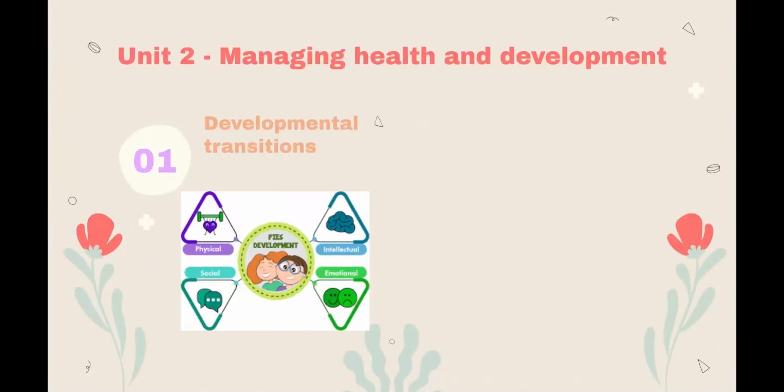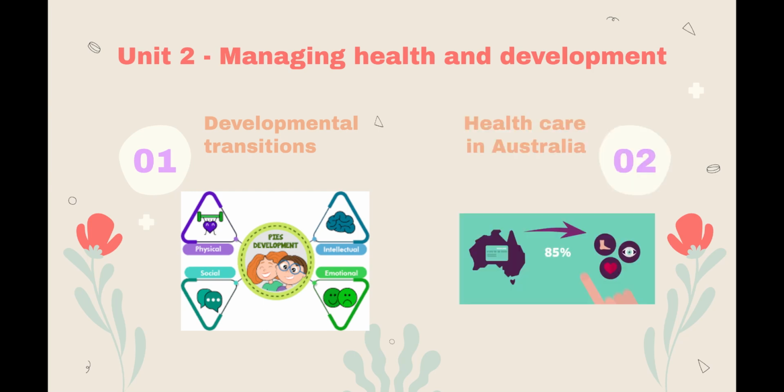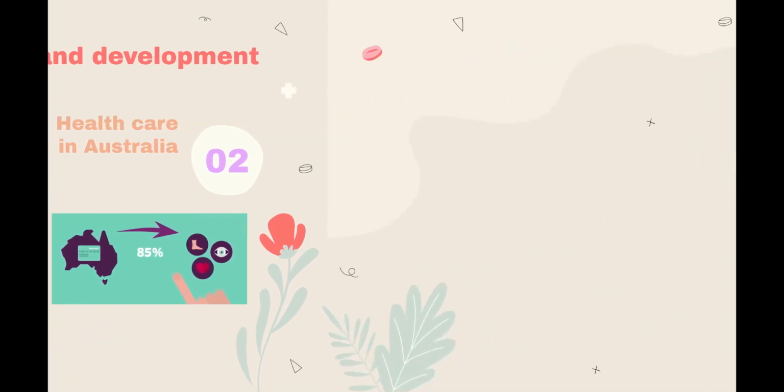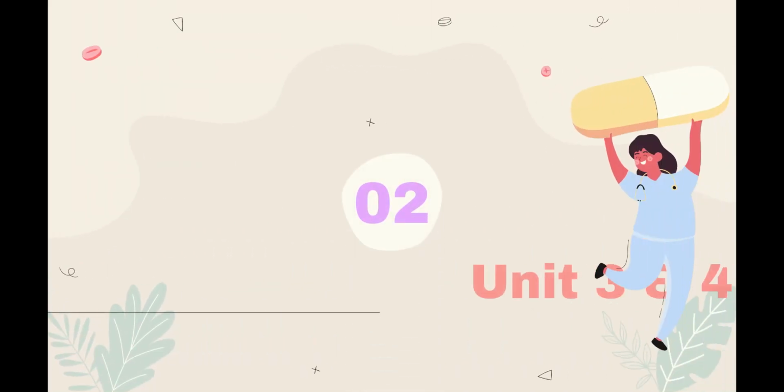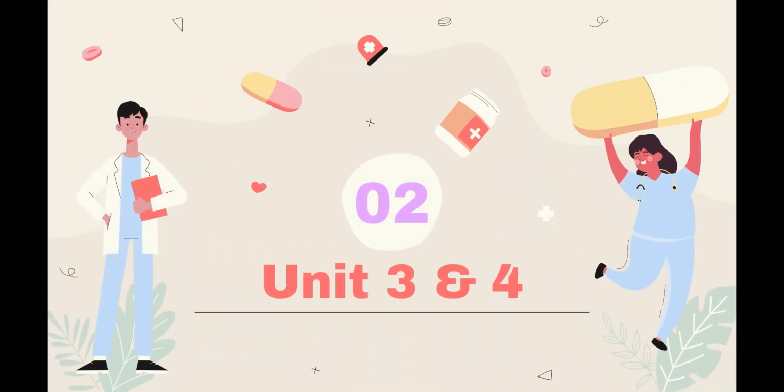Unit 2, we look at developmental transitions of the whole lifespan. So that's from conception to death. And we look at the different milestones of physical, intellectual, social, and emotional. Then we look at healthcare in Australia. So that looks at the Medicare, the PBS system, and also the private health insurance and how that's laid out in Australia. Then we're going to look into units 3 and 4.